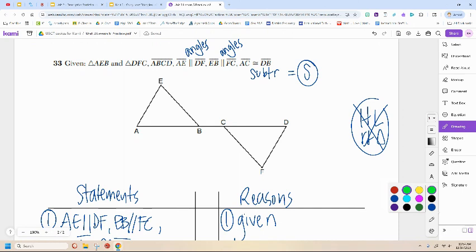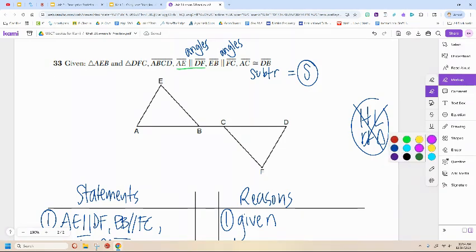I'm going to do the first set of lines that are parallel. Here we go, green. AE is parallel to DF. These are flashcards for these. Is there a line that connects those two lines? Yeah. It's the big long line. Do you guys agree? Yeah. Cool.